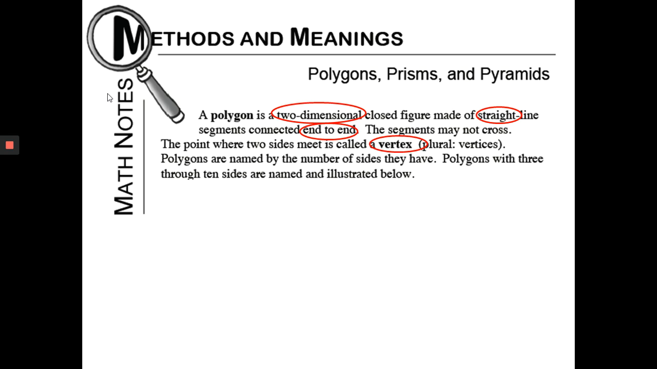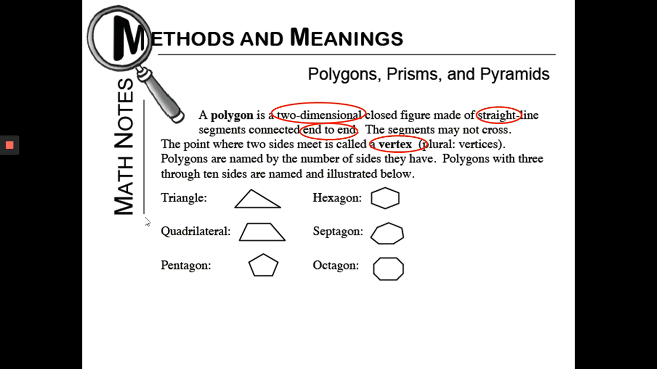Polygons are named by the number of sides that they have. Okay, so polygons with 3 to 10 sides, I'm going to go over those. So first you have a triangle, which tri means 3, has 3 sides. Quadra means 4, 4 sides. Pentagon, 5, and so on. A polygon with 6 sides: hexagon, 7 septa, 8 octa, 9 nona, and 10 deca. So these are all prefixes that we've known from past lessons.